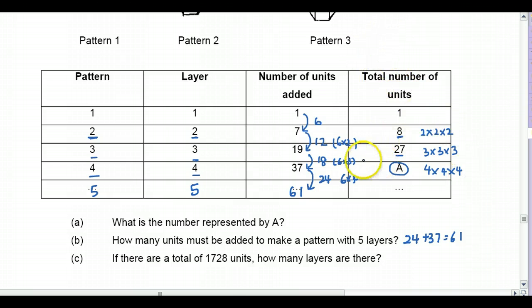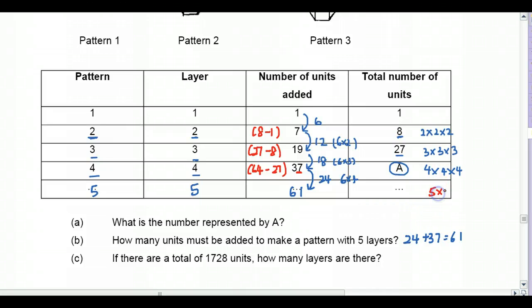Alternatively, let's look at this. I can take 27 minus 8 for 19 is another way of looking. I can take 8 minus 1, which is 7. 27 minus 8 is 19. So this is 64 minus 27. I will get 37.